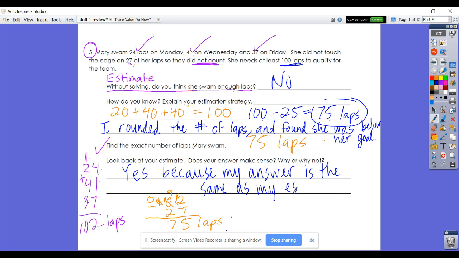So when you get to multi-step word problems, you want to really take your time and make sure you're clearly explaining your thinking.